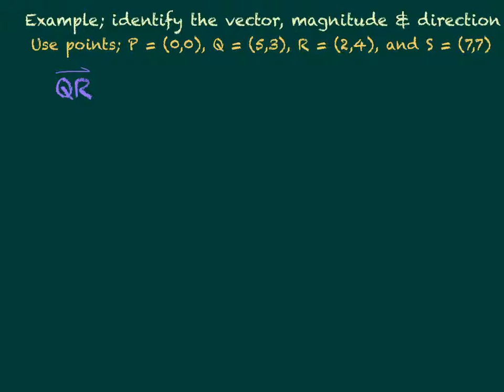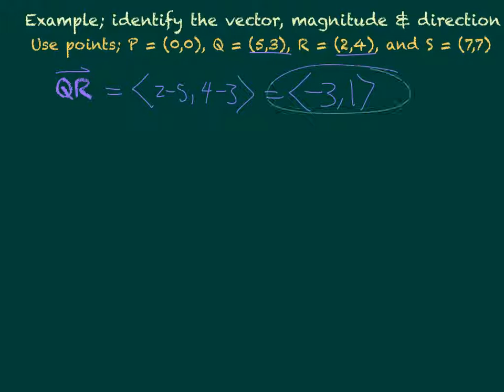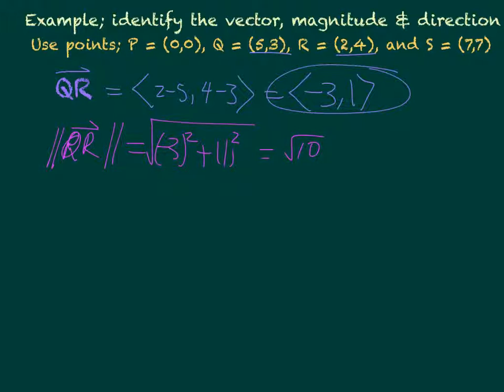And this last one uses the points Q and R for our vector. So vector QR is going to be 2 minus 5, 4 minus 3. So that will be a negative 3, 1. And then I have to find the magnitude of QR, which is going to be the square root of negative 3 squared plus 1 squared, which is 9 plus 1, which is 10, the square root of 10. So that is my magnitude.